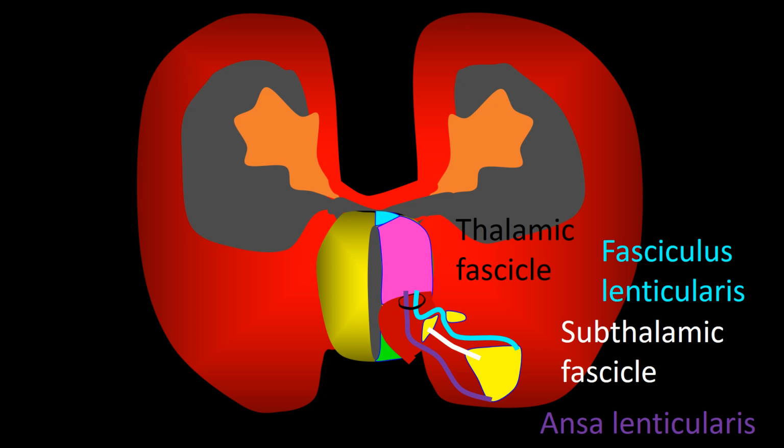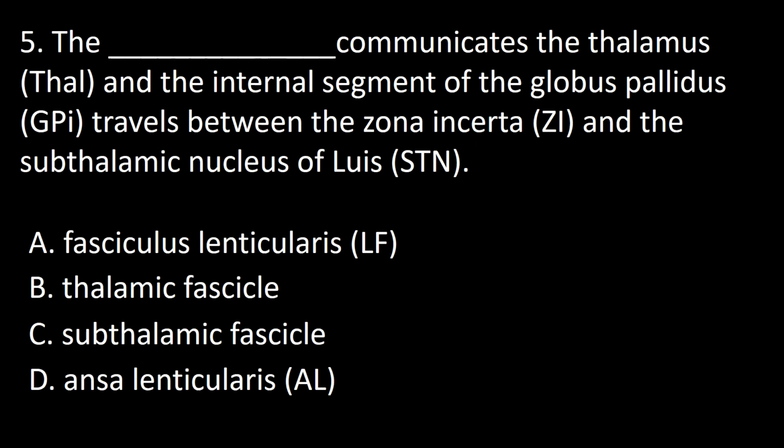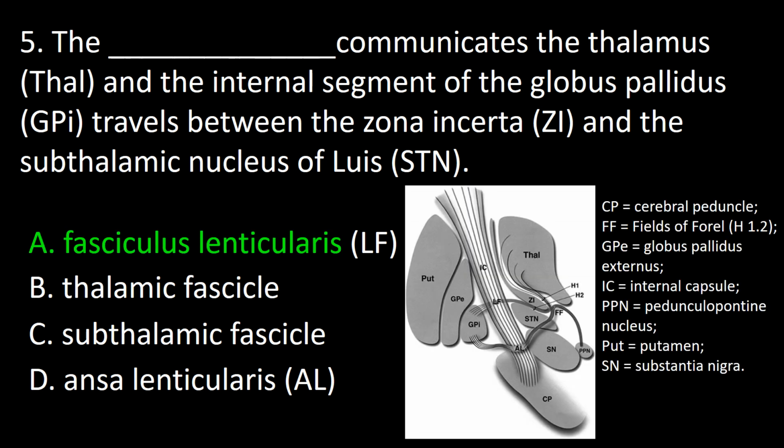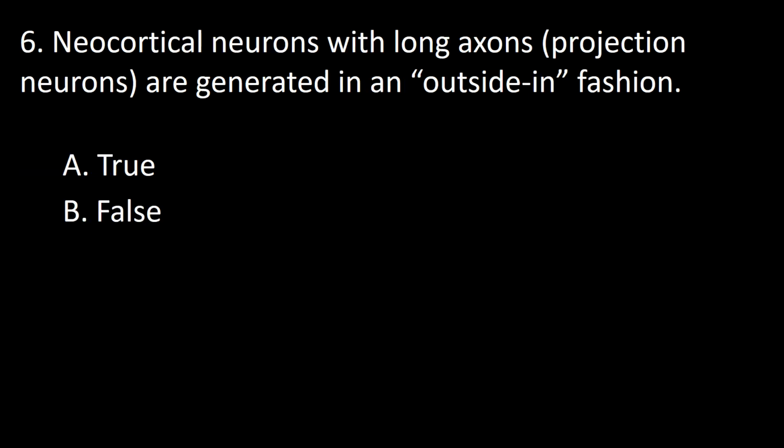The connection between the subthalamic nucleus and the internal segment of the globus pallidus is called the subthalamic fascicle. So the answer to this question is A. Next question.